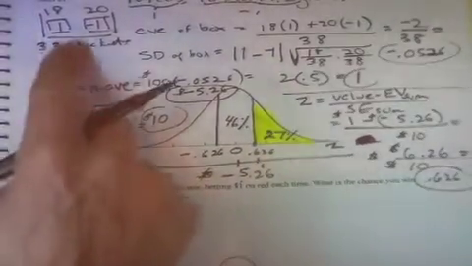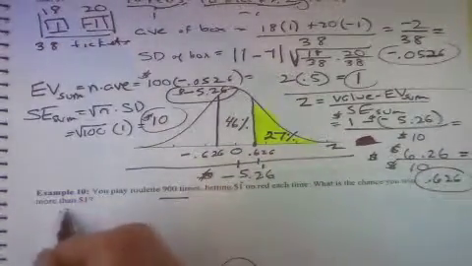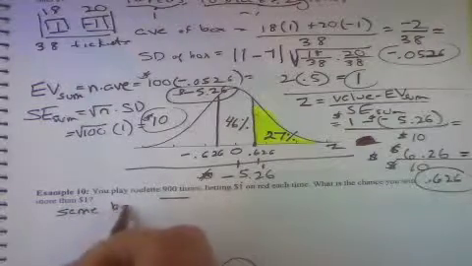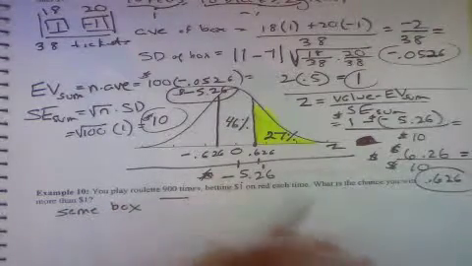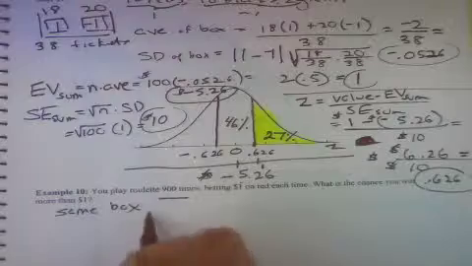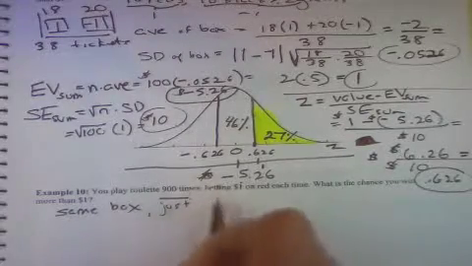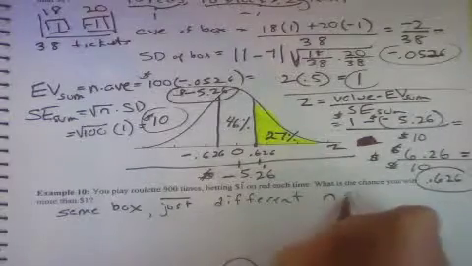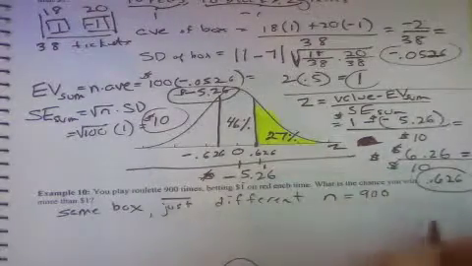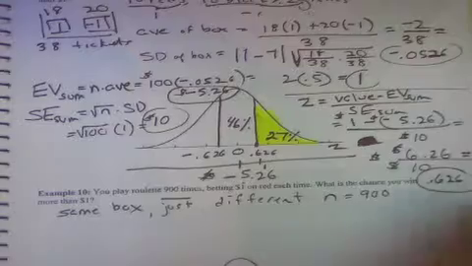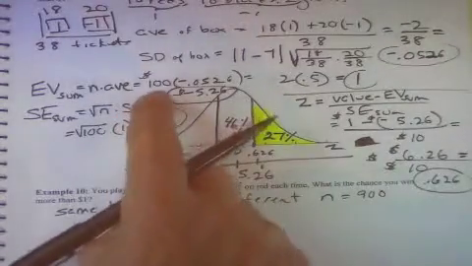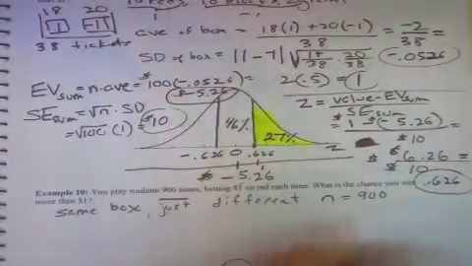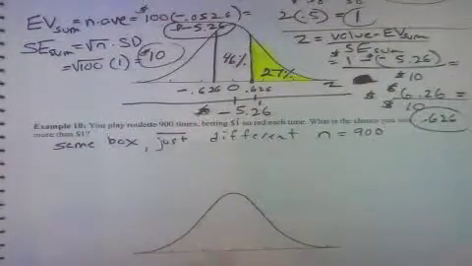Well, we have the same box, so we don't have to do as much work here. The only thing that changes is just a different N. N is equal to 900 now, not 100. So the only thing that's going to change is these numbers right here. Everything else is going to remain the same. So let's see what we'd expect.